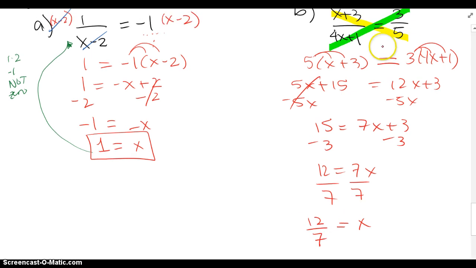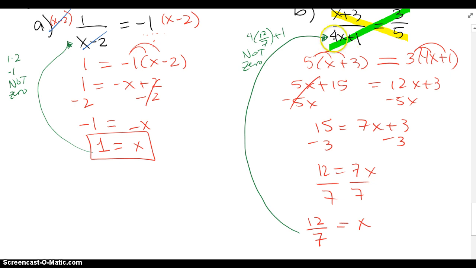But I'm going to have to check it in all the denominators that have a variable term to make sure it doesn't make any denominator 0. So if I take this and put it in this denominator, I'm going to get 4 times 12/7 plus 1, which when I simplify it is not going to be 0. And that's my main concern. I don't want zeros in the denominators to make things undefined. And this denominator doesn't have a variable, so I don't need to check it. And my answer, if I've done the math correctly, must be x is equal to 12 over 7.